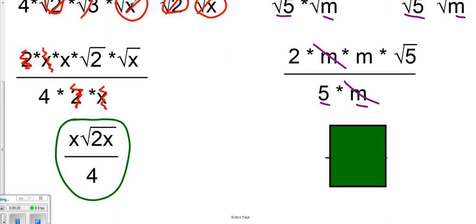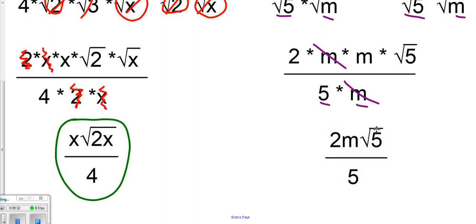And we just combine everything together. So on top we would have 2 times m times the square root of 5 all over 5. And this would be our most simplified form. Again, there are no radicals, no square roots in the bottom, and anything where there is a square root, we can't simplify it. We can't break it down any further. And this will actually be it for our first lesson.